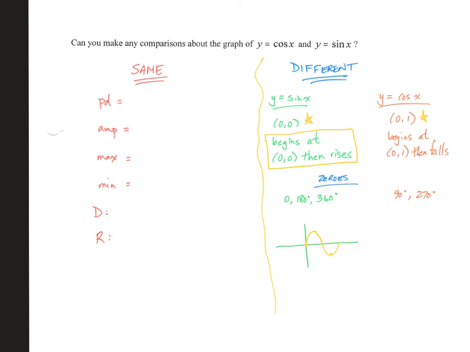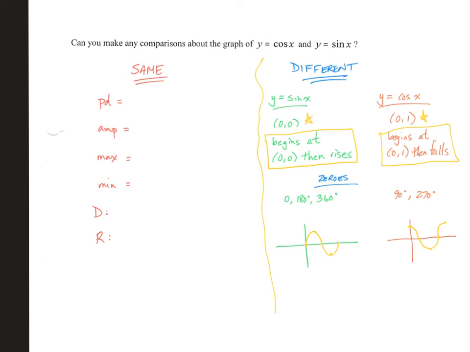If we were to then focus in on my cos graph, well, my cos graph begins at 1. And if I focus in on what happens with that curve, it begins at 1 and then falls. And if I know that portion, then I can finish off my cos curve. And we have two pretty functional sketches at the very beginning.